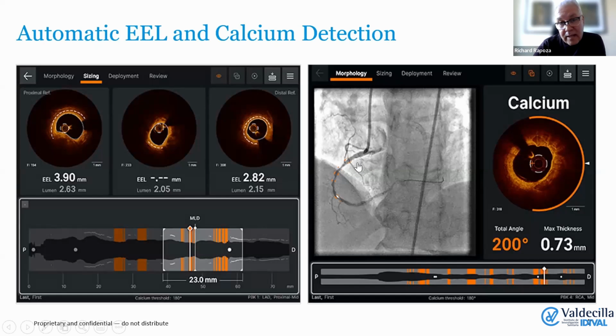And that is displayed in the angiography screen in the same orange pattern and on the longitudinal view. So we can then make markings on the longitudinal view of where your target area should be, where your MLD measurements are, and those will appear in the angiography later.